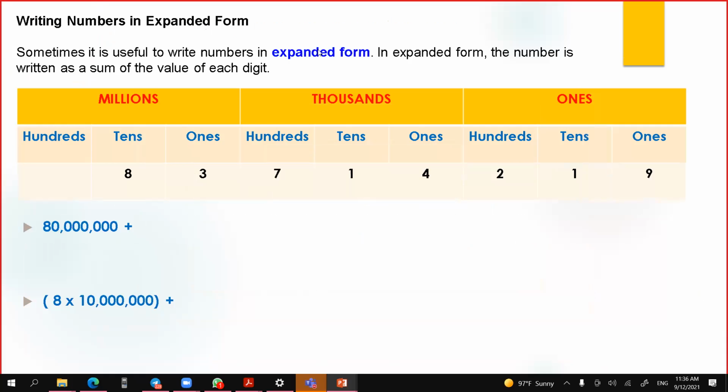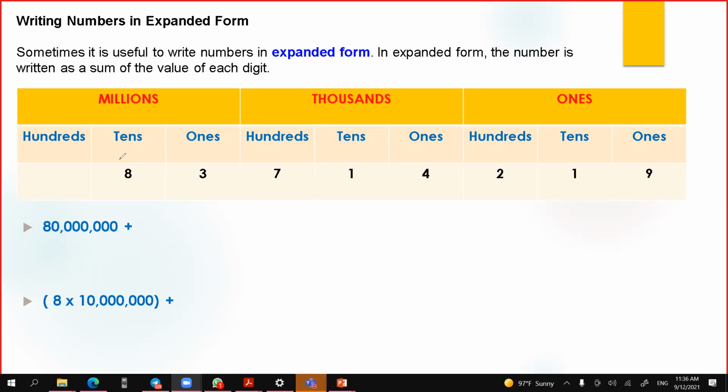Now here, the third way to write a number is something we call expanded form. Expanded form is sometimes useful to help me know the value of the digit. And when you add the values of the digits, they give me the number that I'm talking about. What do I mean? Look at this number here.